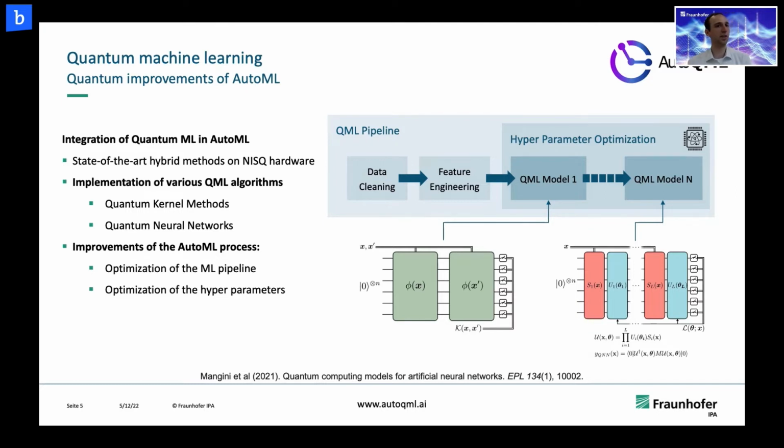And another step is to improve the overall AutoML process. So here we aim for an optimization of the machine learning pipeline with quantum algorithms. And we have in mind a genetic algorithm, which is accelerated by quantum computing or solving QUBOs. And the second part, of course, optimization of the hyperparameters, either the classical ones or the hyperparameters of quantum computing ones.